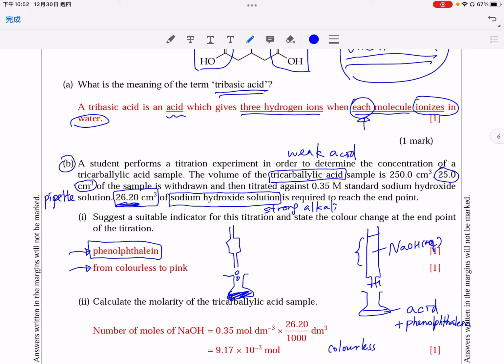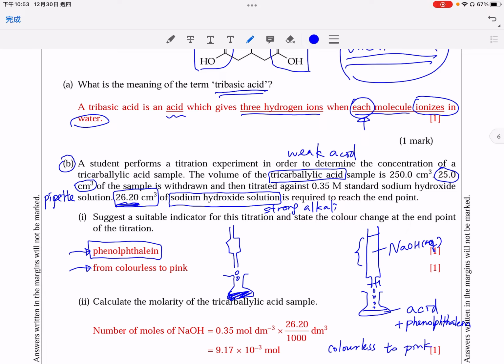Of course, you know that after this amount is added to the mixture in the conical flask, finally, there will be a color change from colorless to pink. So this is the way to determine the color change at the end point.